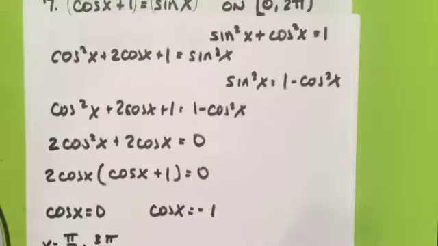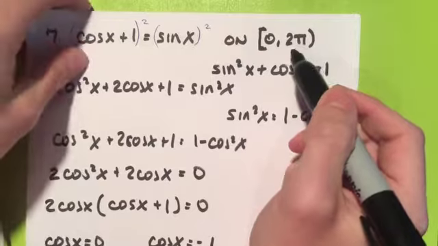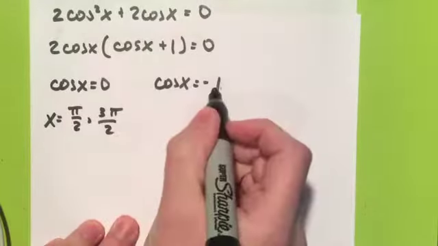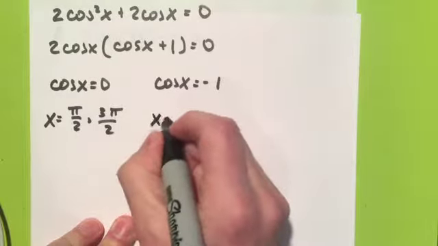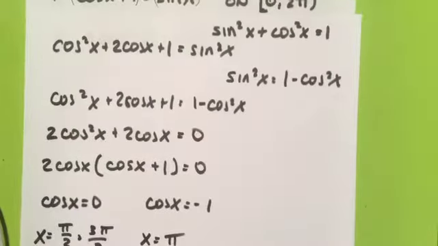Keep in mind, we're doing this on the interval from 0 to 2 pi, so I'm looking for set values. I do not need the plus 2 pi k. Lastly, cosine of x equals negative 1. That's going to give us pi. So we've got those 3 solutions. There we go. There's number 7.